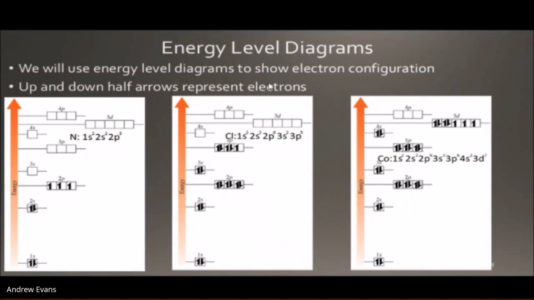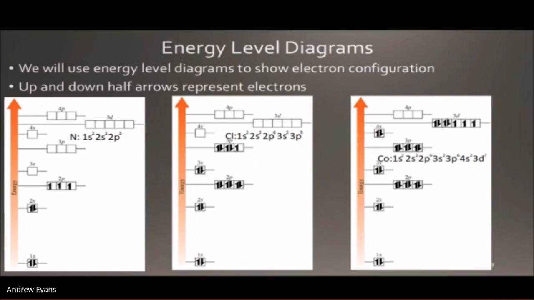Now, as we put electrons in here, we'll try to label this in a way that tells us how many electrons we have in each orbital. So looking at nitrogen, nitrogen is element number 7.